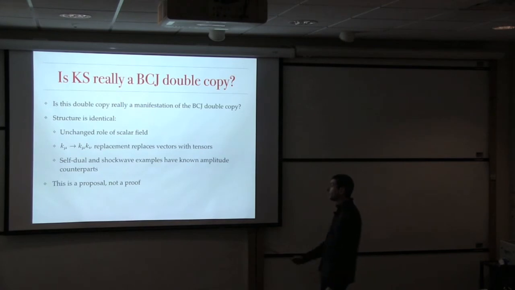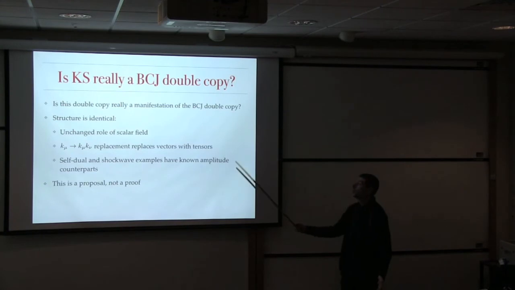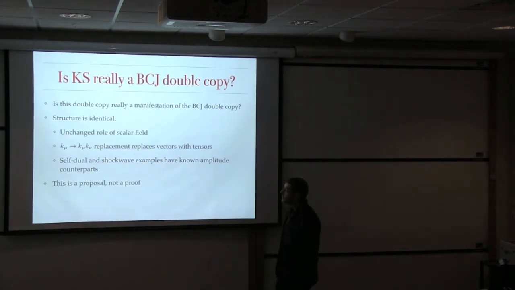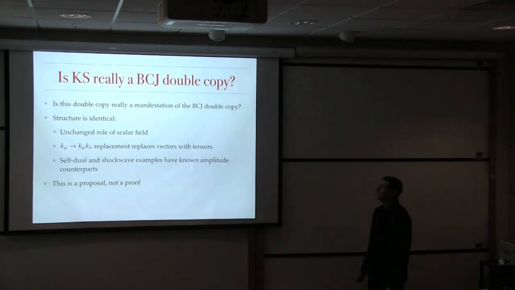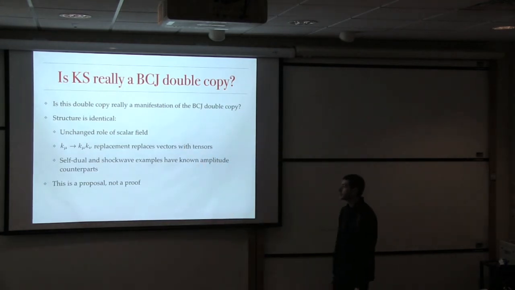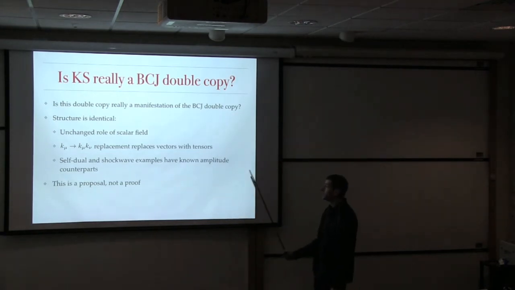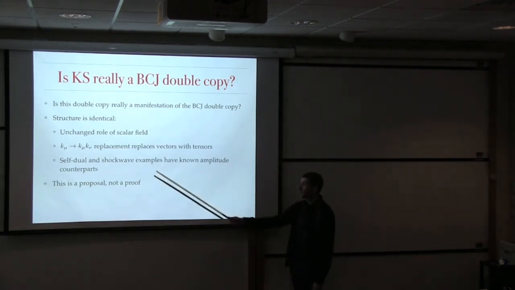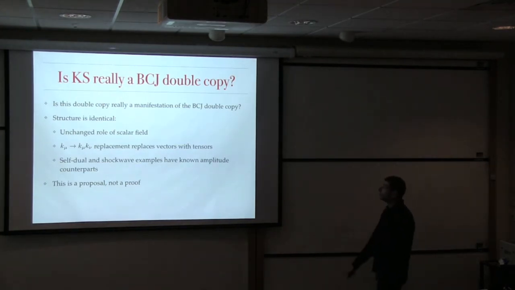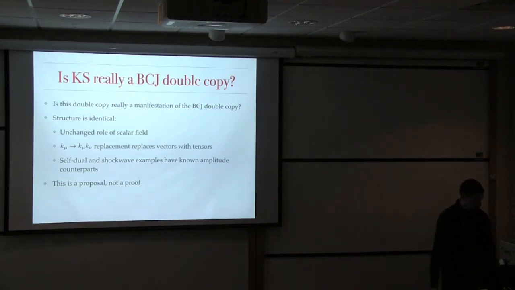Now, you might also wonder whether this story has anything to do with BCJ. So, my argument there is, the structure is really remarkably similar. There's this unchanged role of the scalar field everywhere, and this property that you just take outer products of the vectors to get the symmetric tensors. And then we've seen that the self-dual story fits into this framework, and also the shockwave example, which you get connected with scattering amplitudes. So, it looks good, but it's not a proof or proposal.